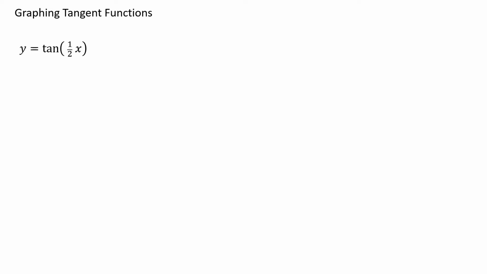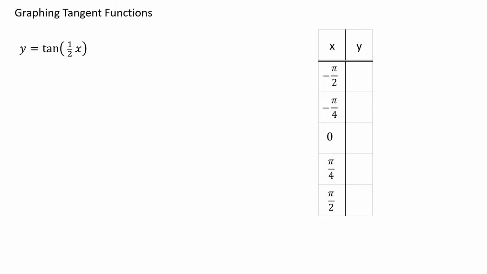But what if the argument isn't just x? What if there's a half in front of the x or any other number? We're going to take the x values that we would have normally used, and we're going to divide them all by whatever number is the coefficient of x, in this case a half. When you divide them all by half, you get these results. I recommend hitting pause and confirming that I did divide by half correctly.